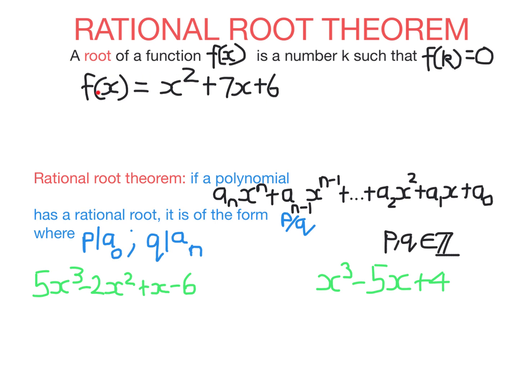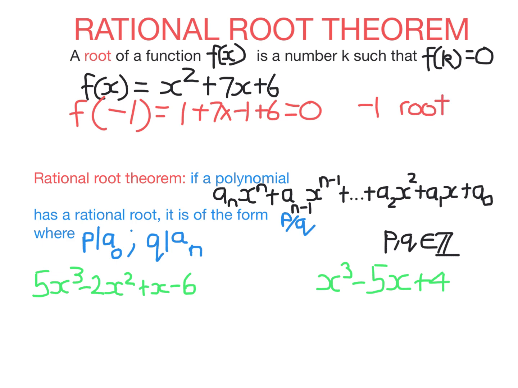So for example, if we look at this quadratic function here, it turns out that -1, if substituted, makes this equal to 0. So f(-1), I just replace x with -1. So (-1) squared plus 7 times -1 plus 6, I get 0. So -1 is a root of this quadratic because it's a value that makes the quadratic equal 0.